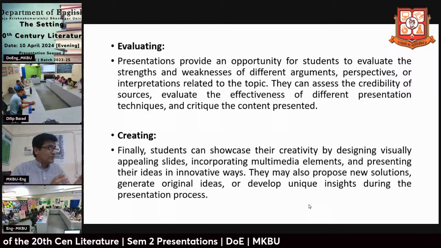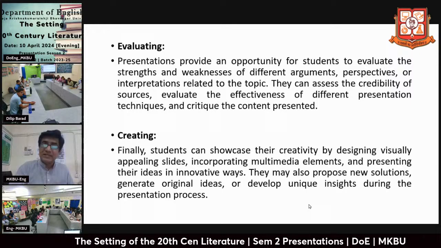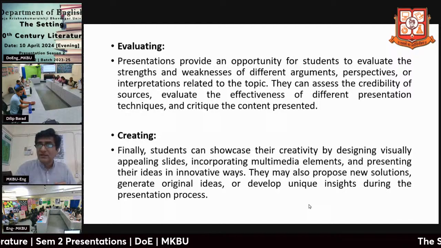Our own work, how can we evaluate? Many times we always find our work very good only. If you do peer and self-evaluation, then you also have to see it in the context of other students, how others have done and how you are doing. That way you can also acquire the skills of evaluating your own content.